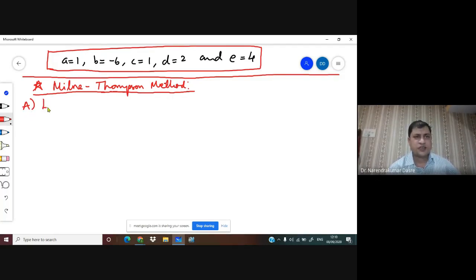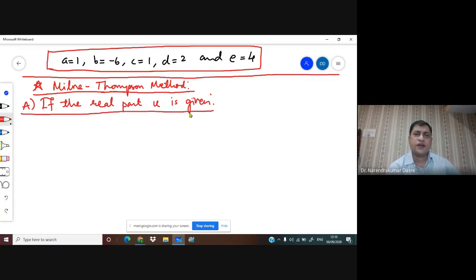So first, we'll see when the real part u is given. If I want to find the analytic function f of z whose real part is u, then we have to follow the following steps. There are only 4 steps that you need to follow and you will get the analytic function. So what are those 4 steps? We'll go one by one.